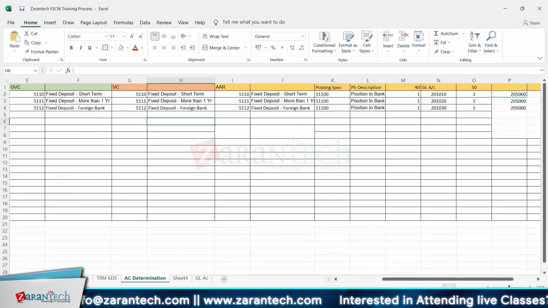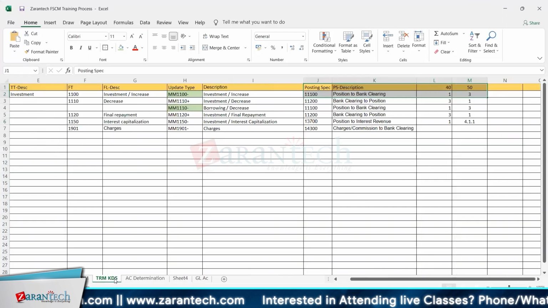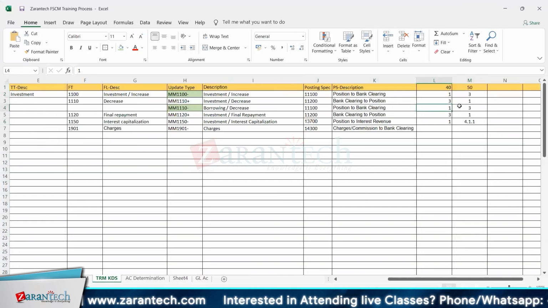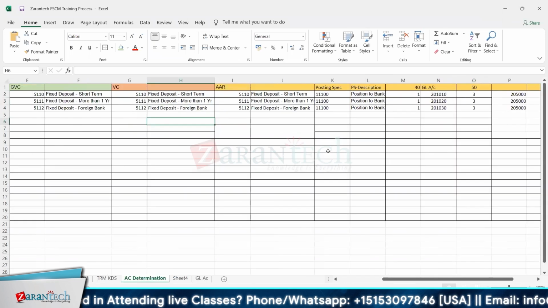Okay, now coming to the GL account determination for others. So for this product, as per the account KDS, you can see all these 1 and 3 are done. Now coming to 4.1. So 4.1 here in the account determination.